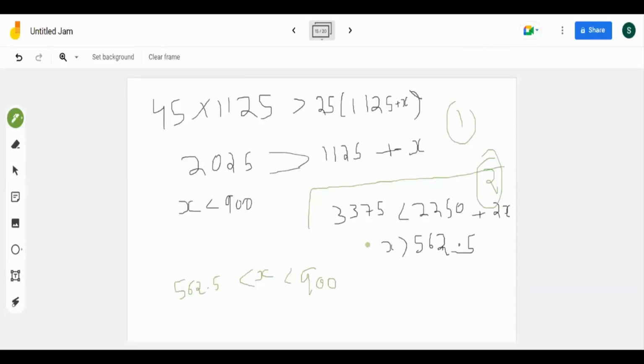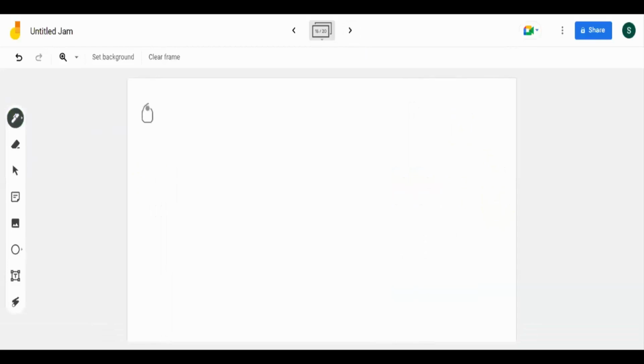So the amount of water we have to add must be greater than 562.5 liters and less than 900 liters. Okay, again some kind of similar word problem. Just have to form the inequality and solve. So let us move on to the next question.